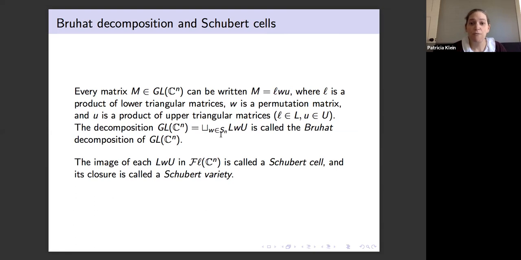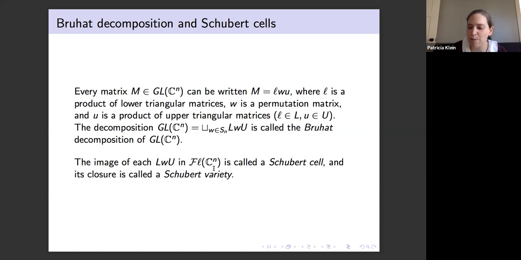Fix your very favorite permutation matrix w and then consider LwU for that permutation matrix. This is something that's in GL_n, and we saw that we had a surjection from GL_n to the complete flag variety. By mapping down, we can take this Bruhat cell and get a Schubert cell, and the Schubert cells live in the flag variety. We like varieties, which means we like closed things, so we take the closure and we get a Schubert variety.